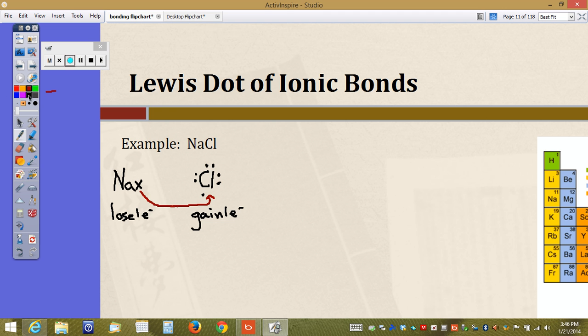So what you end up with is the following. The sodium, which has now lost his valence electron, is an ion. So we're going to put brackets around him, and since he lost 1, he has a 1 plus charge. Chlorine has gained 1 electron, so he has the 7 he had originally, plus he has this electron that got transferred. So we can see here where that extra electron came from. He now has a negative charge.